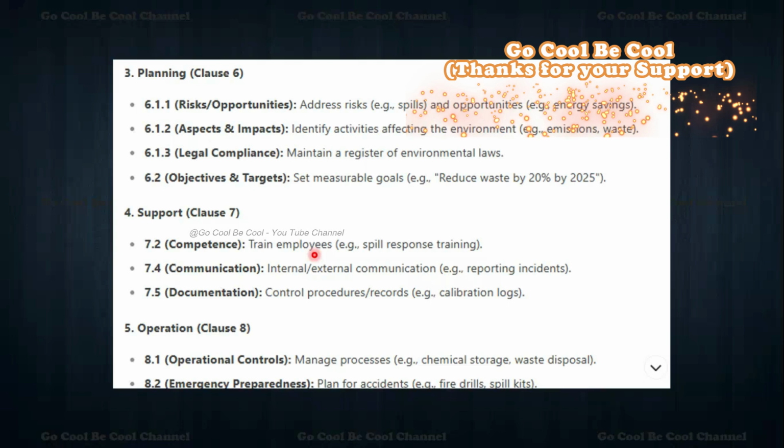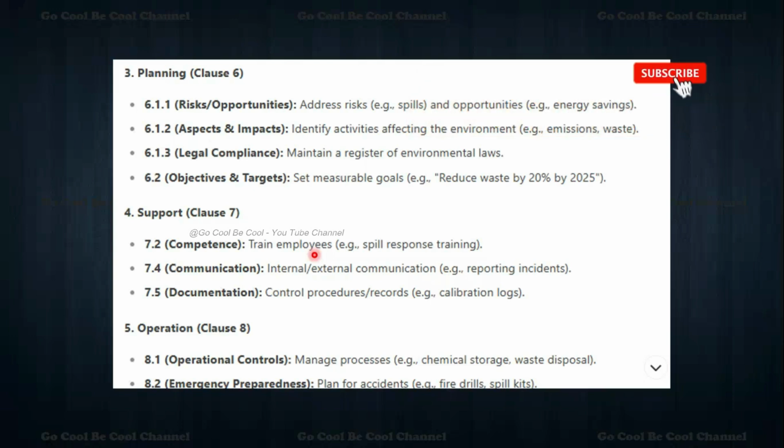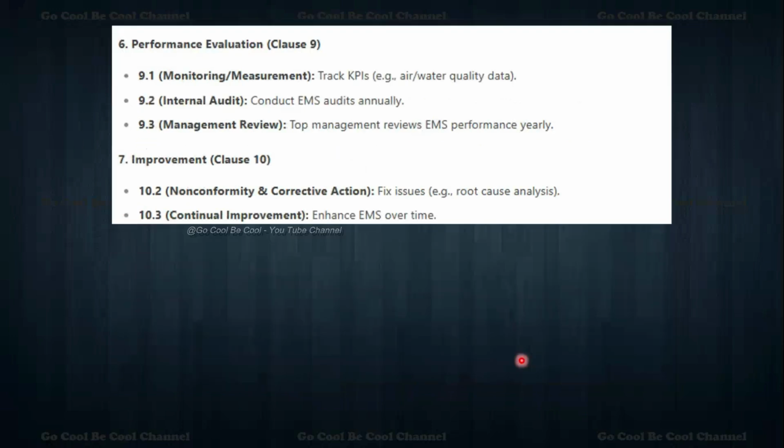Operation is the next one, clause number 8. 8.1 is operational controls: manage processes, for example chemical storage and waste disposal. 8.2 is very important, emergency preparedness and contingency plans: what emergencies we have, mock drills, and planning in case of emergency or accident, for example mock drills, fire, and spill kits. We need to be more clear about what these clauses talk about.